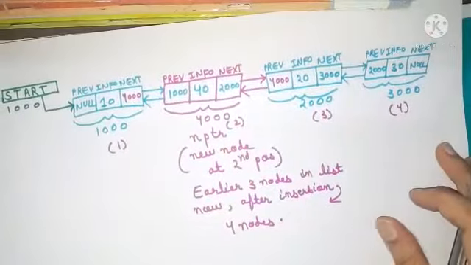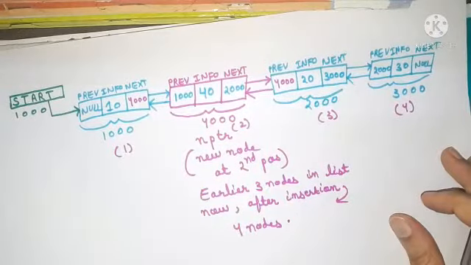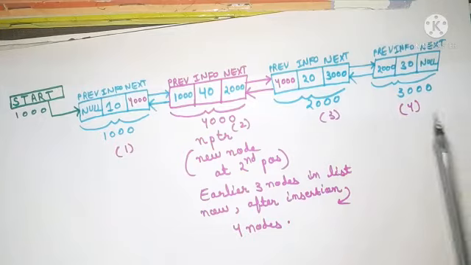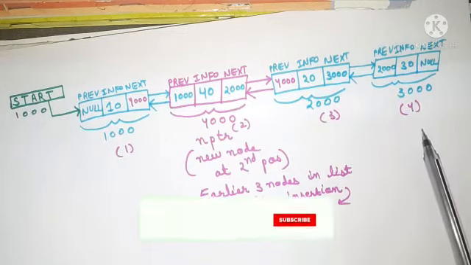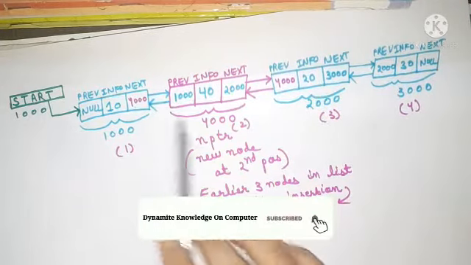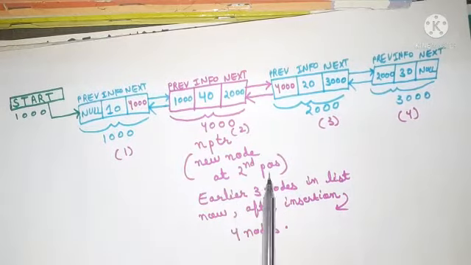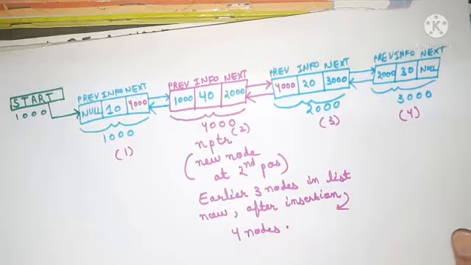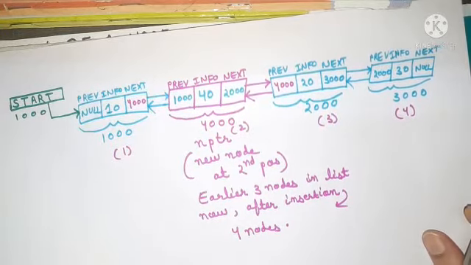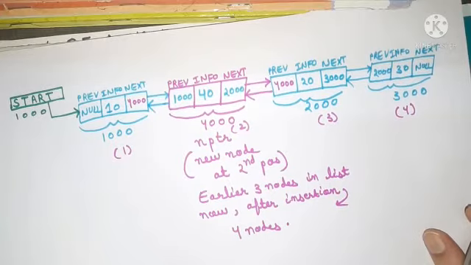See, this is the diagram which will be visible in this way after the insertion at the specified position. This is the new node which is inserted at the 2nd position. Earlier there were 3 nodes in our list, and after insertion we have 4 nodes in our list. So this is all about insertion at a specified position of a double linked list.